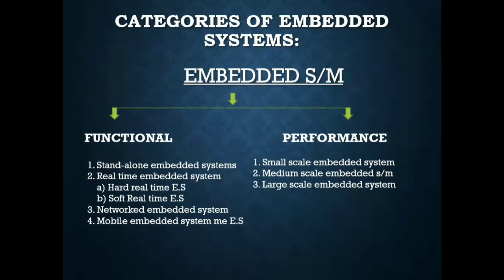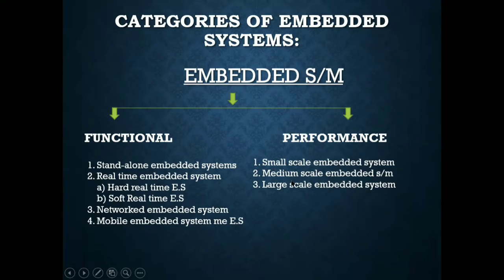So, categories of embedded system. Embedded systems are widely classified into two things, that is functional embedded system and performance embedded system. The performance embedded systems are further described into three types: small scale embedded system, medium scale embedded system, and large scale embedded system.